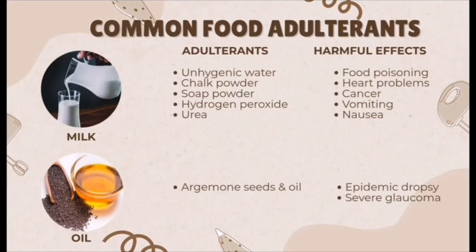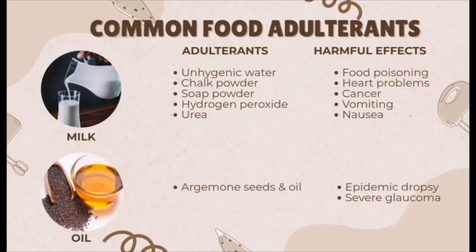Now we'll see some common food items, the common adulterants and the harmful effects they impose on our body. The first one is milk. For milk, the common adulterants are unhygienic water, chalk powder, soap powder, hydrogen peroxide and urea.